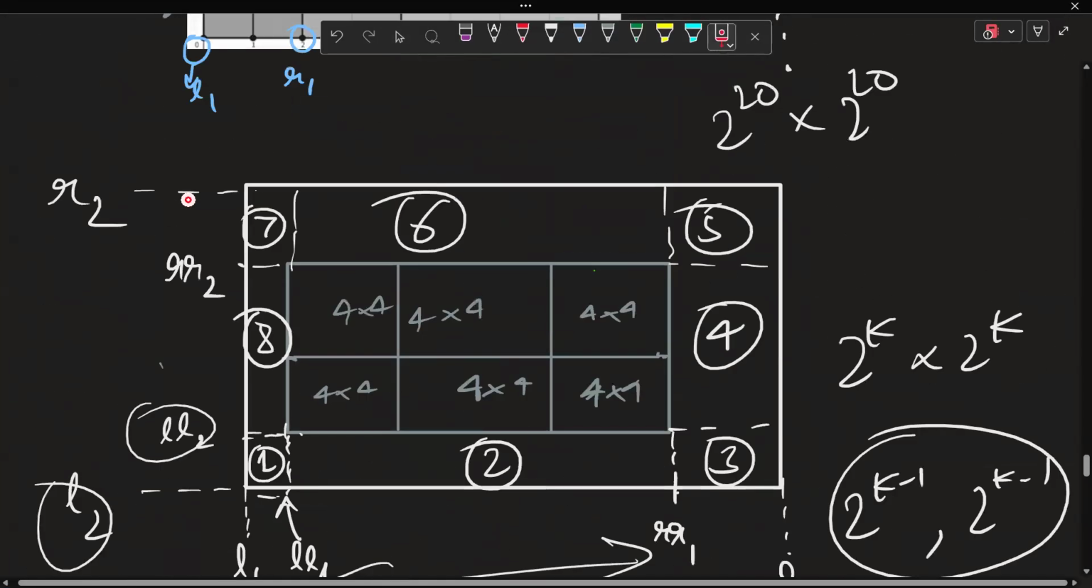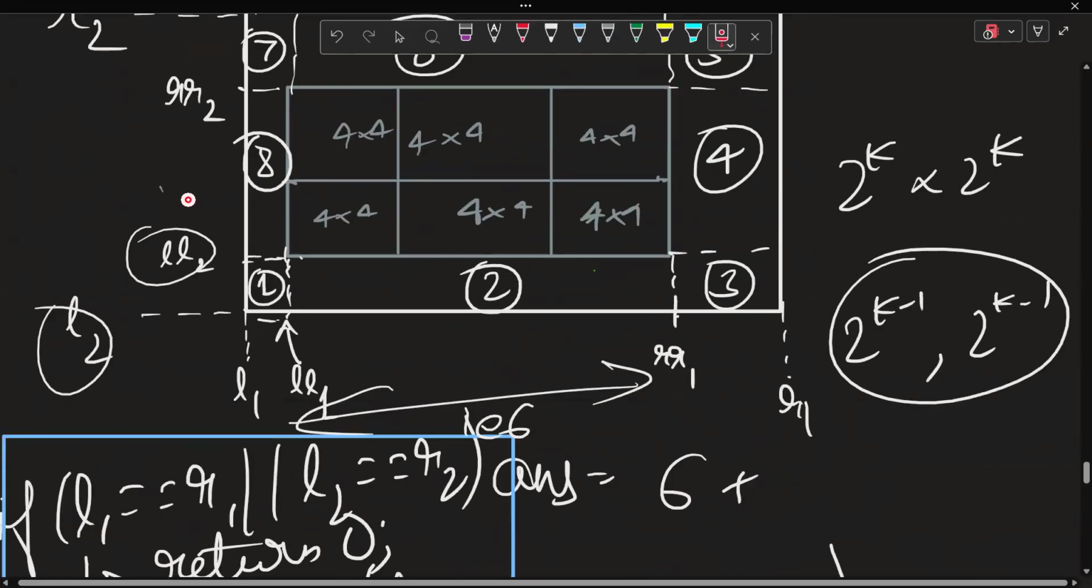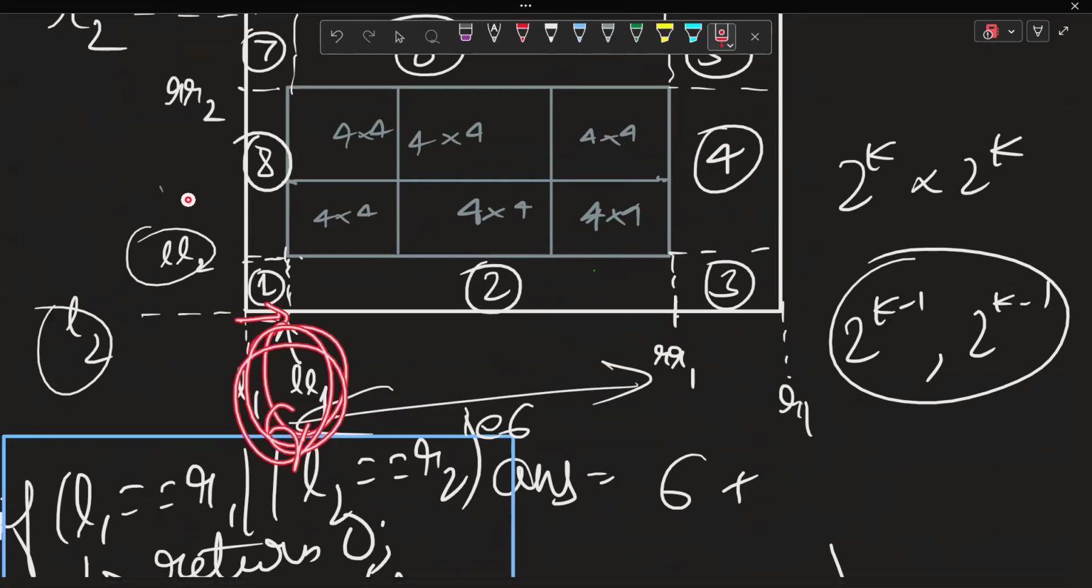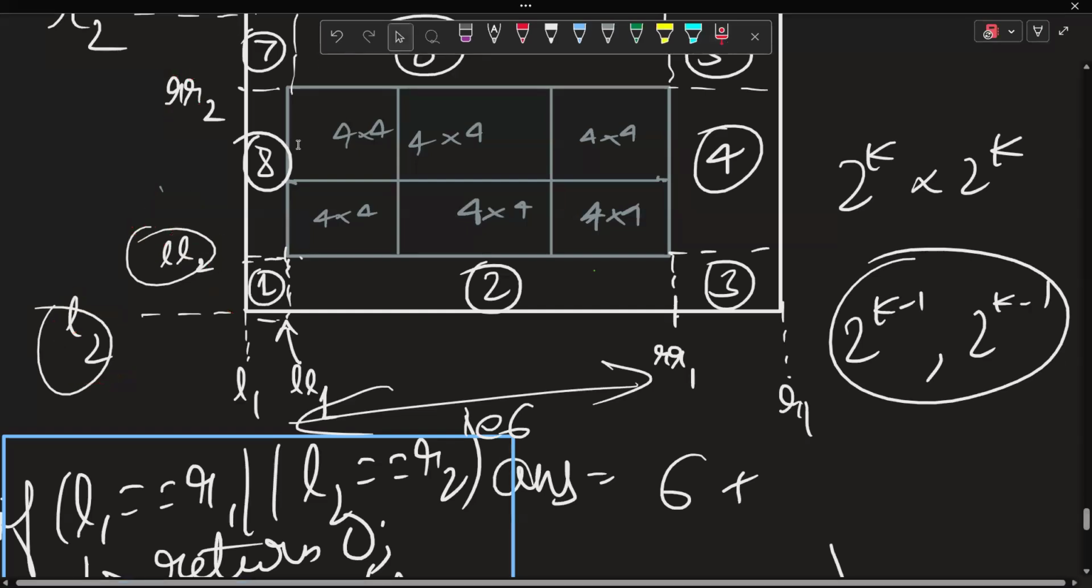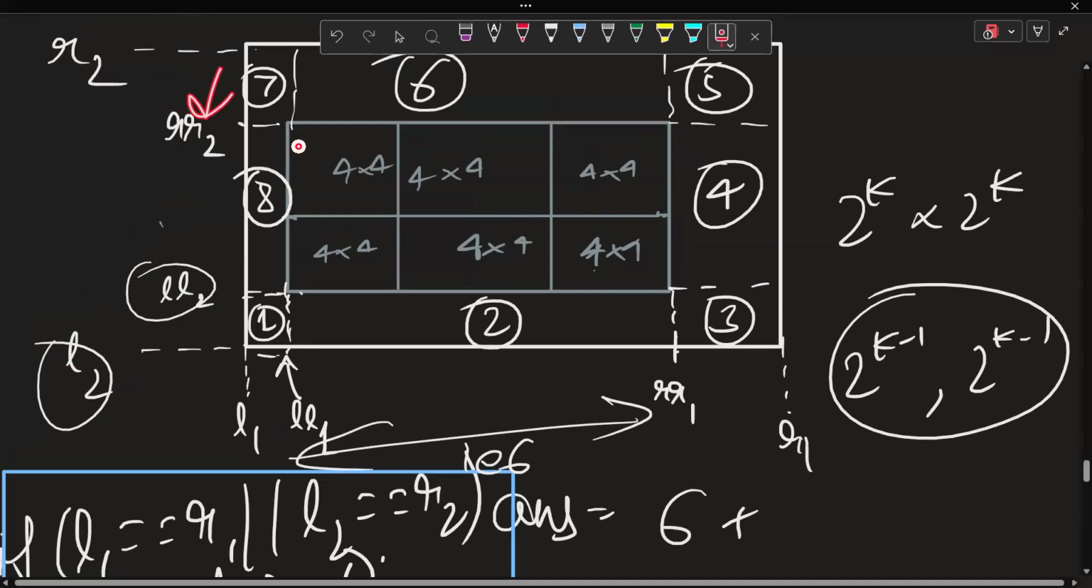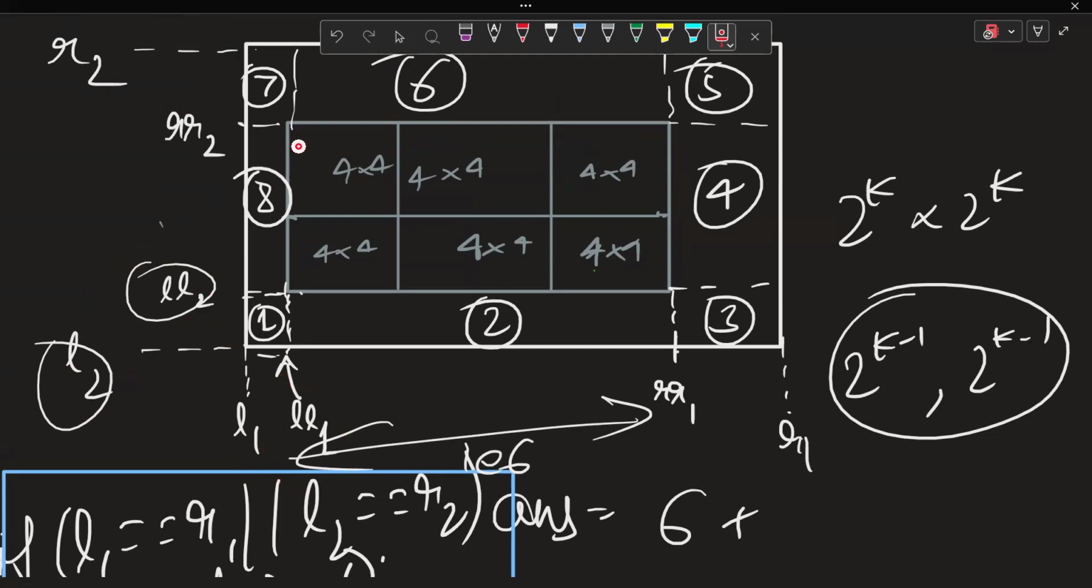For this particular x, what is the first value just to the right of L1 divisible by x, and the first value just to the left of R1 divisible by x? Same way, the value just above L2 divisible by x, and just below R2 divisible by x. So for LL1 and LL2, I have to find the value just above L divisible by x.